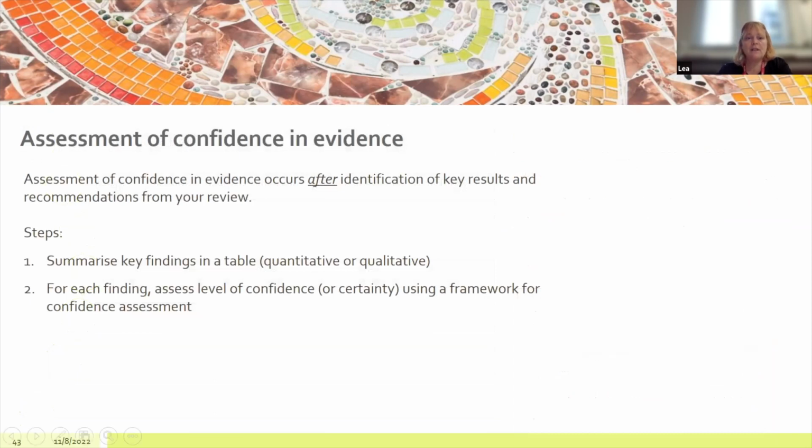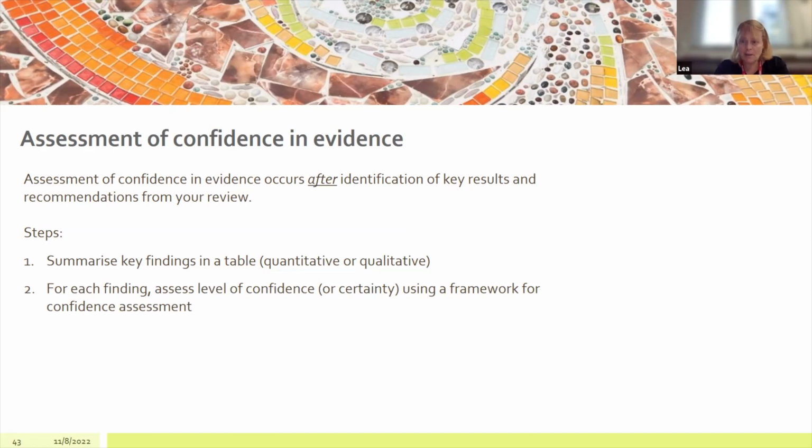So assessment of confidence in evidence occurs after key results. You get all your key results. You might articulate a list of 5 key statements, and then you undertake confidence assessment on those statements. So the confidence assessment has to be unique to a particular statement. Although you probably want to collect information on methodological quality of the papers in order to allow you to do the confidence assessment, it comes after you've already got a clearly articulated list of key insights.